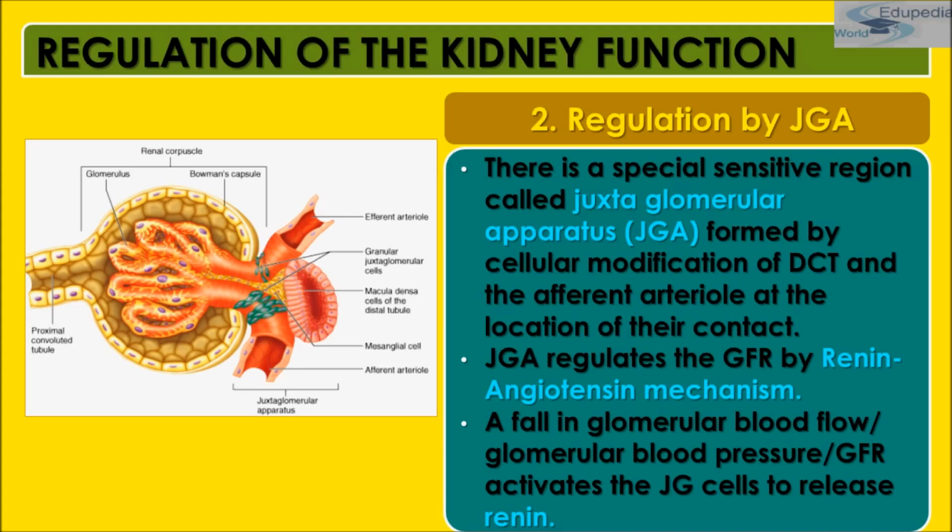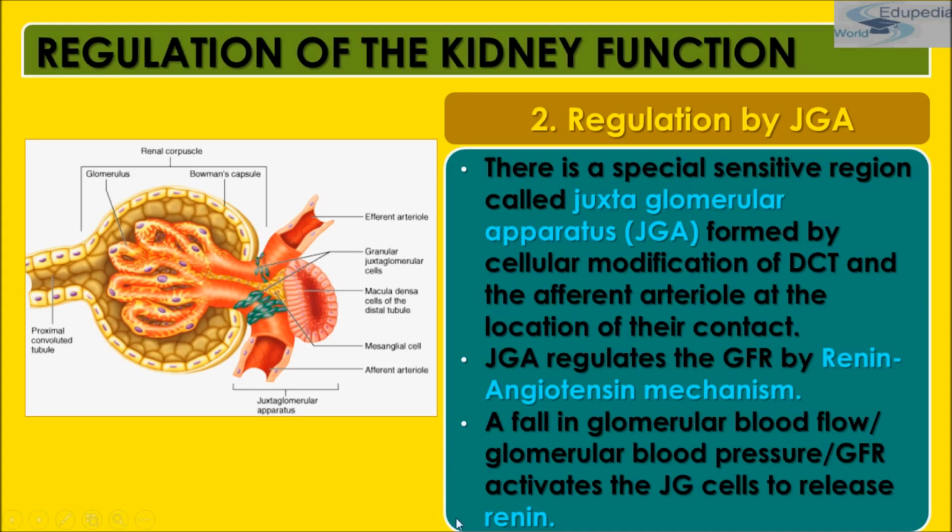Now the angiotensin 2 in turn stimulates the adrenal cortex to secrete aldosterone. As I have told you, aldosterone is a hormone secreted by the cortex of the adrenal gland. And what does this aldosterone do? This hormone acts on the renal tubule and causes more reabsorption of Na+, that is sodium ion, from urine. Angiotensin 2 also causes vasoconstriction of the afferent arteriole. Now what is the effect? Due to aldosterone, sodium ion is retained in the blood, which increases blood volume. So this is how regulation by JGA takes place.